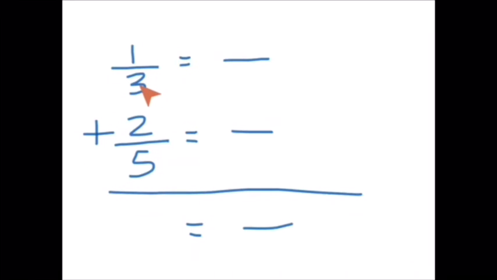What do you do next? You tried 5 times 1. Now you step it up and go 5 times 2. 5 times 2 is 10. Can I multiply 3 times something and get 10? And the answer is no. Back to the big denominator. 5 times 3, that's 15. Can I multiply 3 times something and get 15? Yes. So now we have a least common denominator of 15.